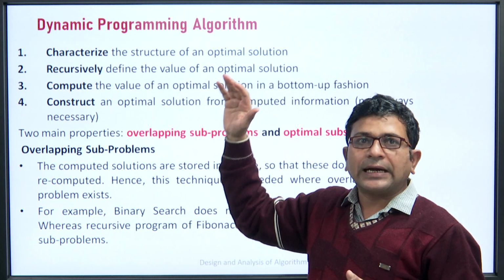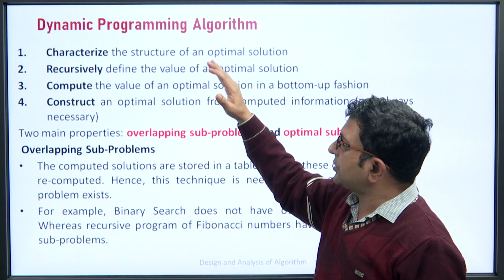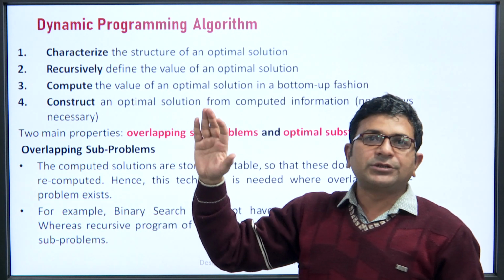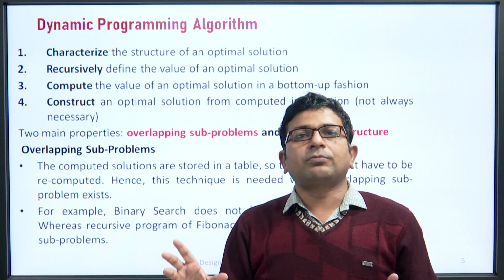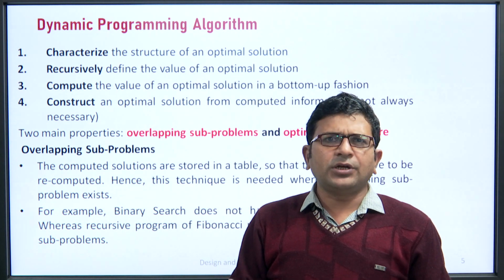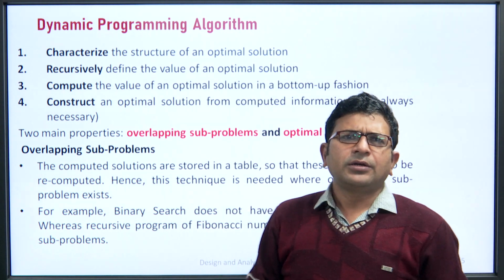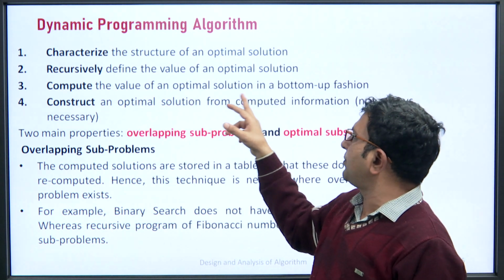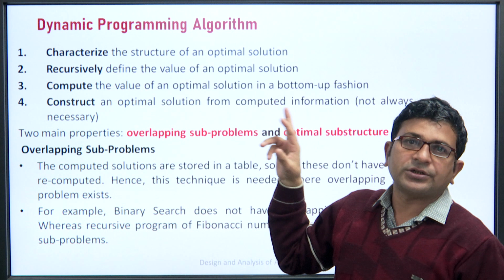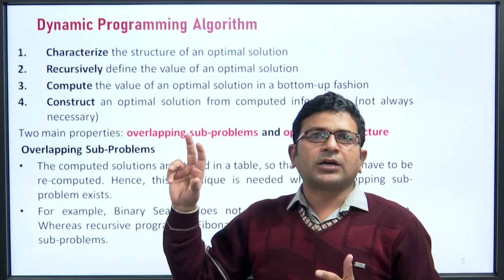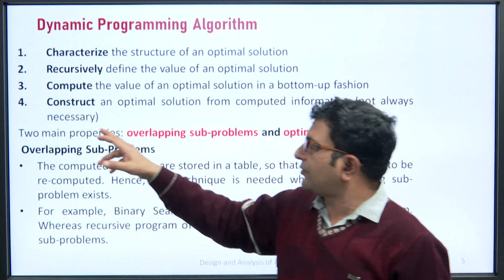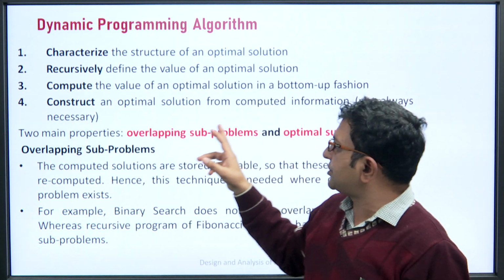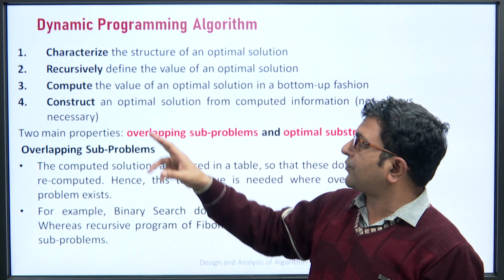First, we characterize the structure of optimal solution. Then we recursively define the value of optimal solution. So, basically whatever the sub problems we will have, that will be recursively defined in this case. And now the third step is compute the value of an optimal solution in bottom up fashion. And finally, construct an optimal solution from the computed information, that is the computation obtained from the third step.